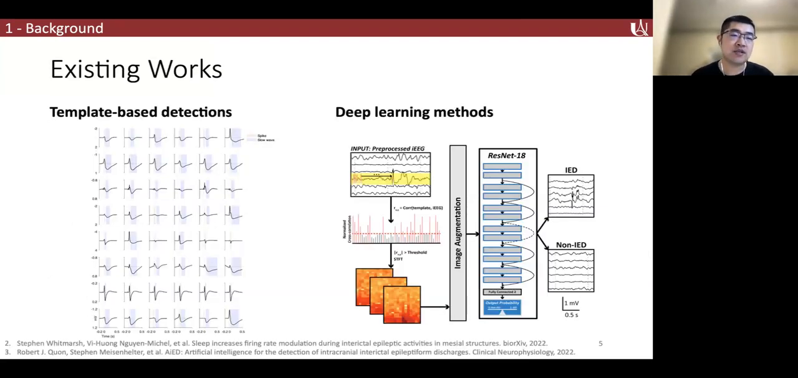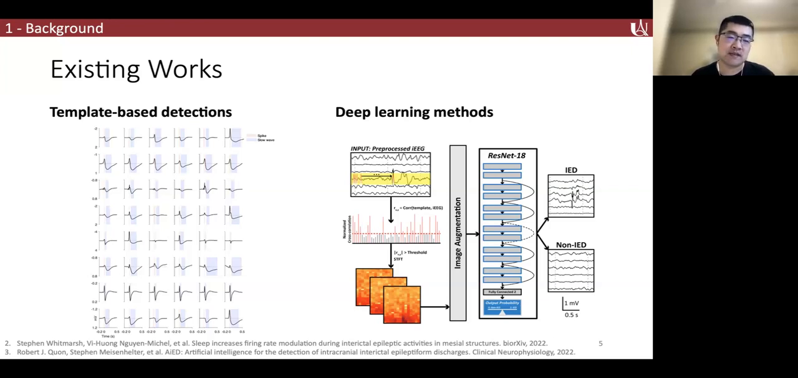The problem of IED detection is actively studied in the field of neuroscience, but not as much in computer science. Basically, the works can be divided into two categories. The first category is the template-based detection method.